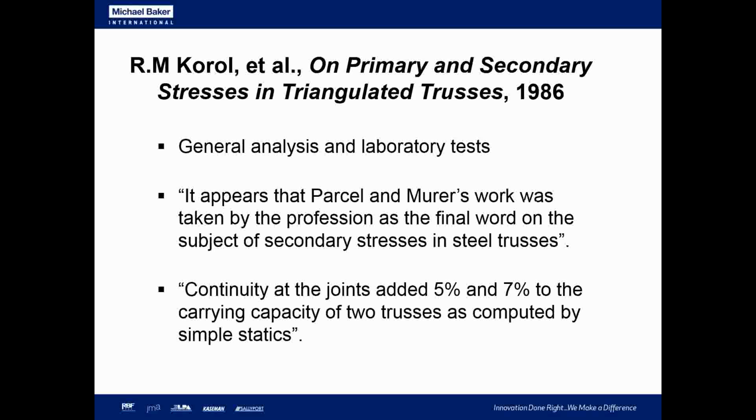They actually found by doing their tests that continuity or fixity at the joints added 5% to 7% to the carrying capacity of the two trusses they analyzed.